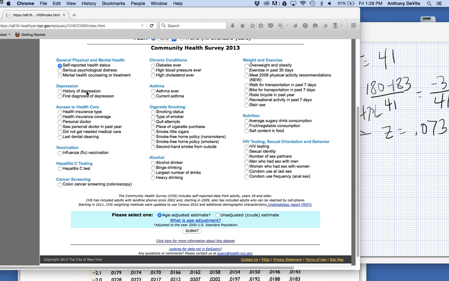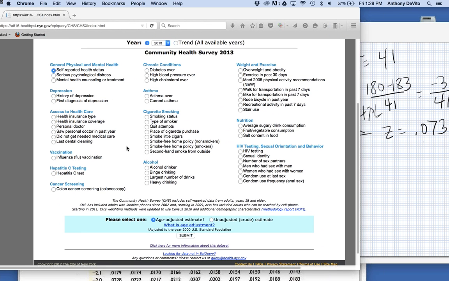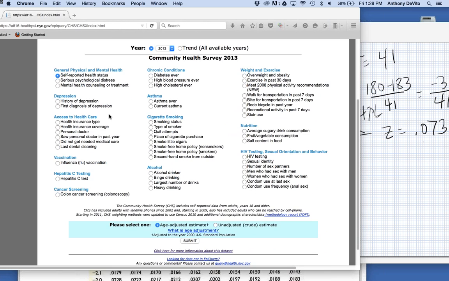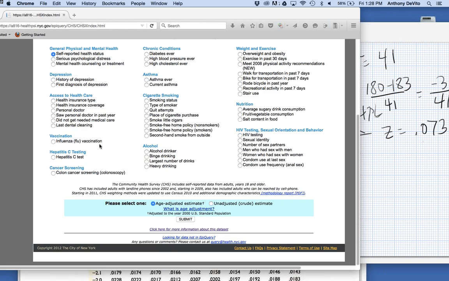Okay, so let's examine some of this data. Here's a bunch of areas that we might be interested in, data that's stored in this community health survey. There are ways to get this data out so that you can work with it in SPSS, SAS, R, and so on. For the moment, I just want to take a look at it.